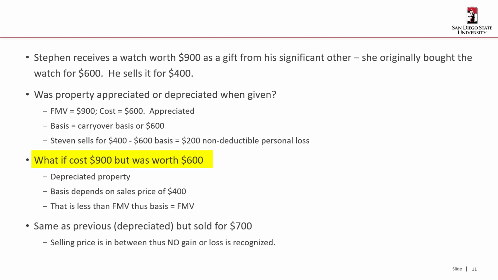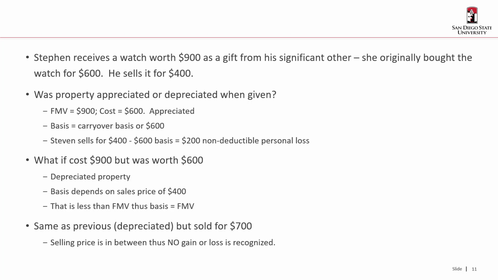Okay, so what if instead we reverse the roles and we say, look, what if a watch cost $900, but it was only worth $600 at the time of the gift, which is kind of in a way more likely. So in this case, it's depreciated property. As a result, the basis depends on the sale price. Since the sale price is $400 and that's less than the market value at the time of the gift, then the basis equals market value. Okay, so that would also generate in this case, coincidentally, a $200 non-deductible personal loss.